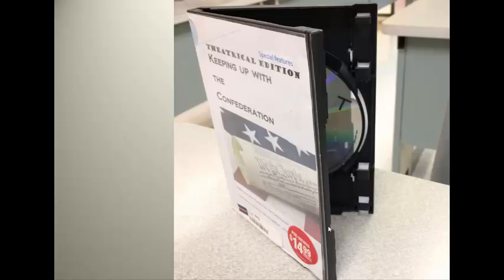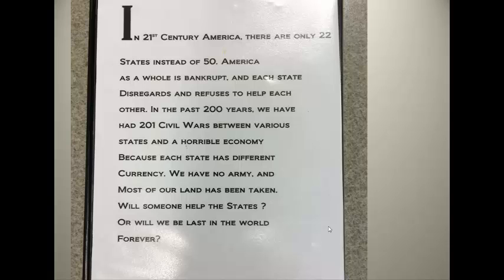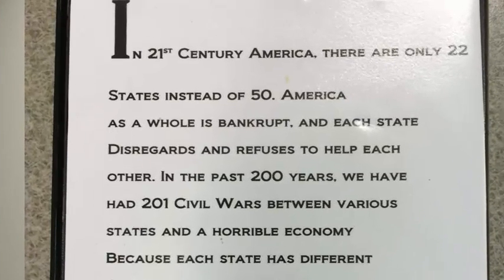You can see that this actually was a DVD case that was lying around her house. Didn't need it, didn't want it, got creative, so here we are. On the back cover, in 21st century America, there are only 22 states instead of 50. America as a whole is bankrupt. So there is an acknowledgement of the financial problems the country was facing under the AFC. And each state disregards and refuses to help each other. Okay, a lack of unity, we need to know that as well.